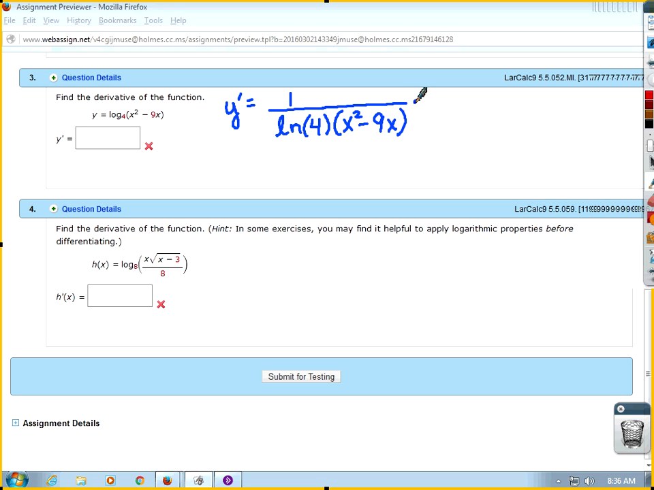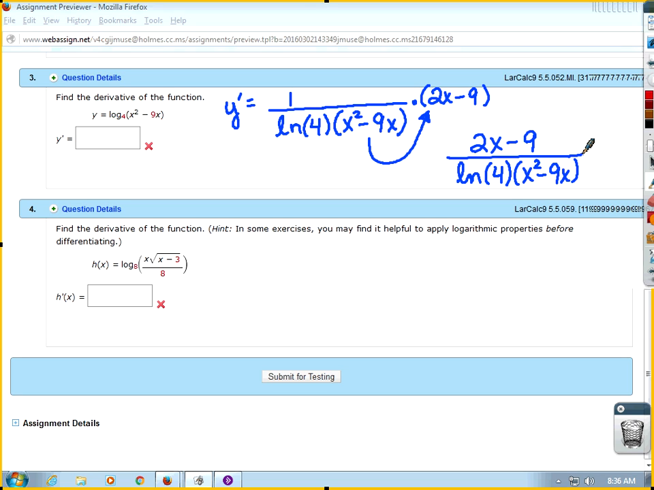All right, now you multiply that by the derivative of your argument. You have chain rule here. So we have to do the derivative of x squared minus 9x, which is 2x minus 9. Okay, so clean that up a little bit, and really all you can do is just put your 2x minus 9 on top over the natural log of 4 times x squared minus 9x. All right, so that's pretty much it for that problem.